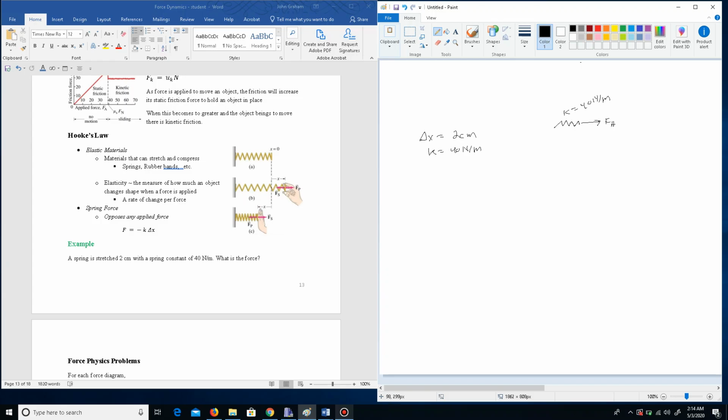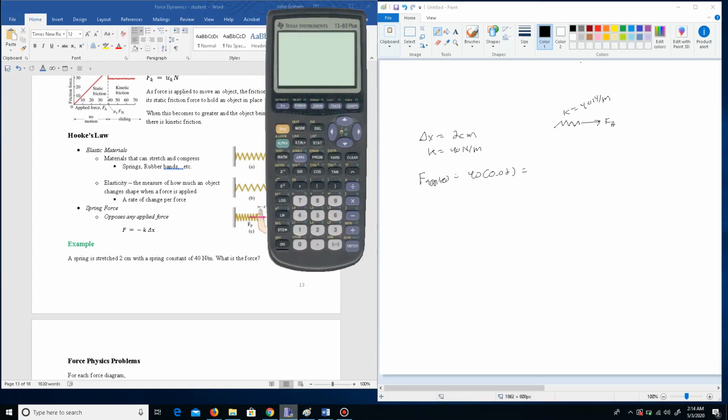The force that we are applying is going to be equal to 40 times 0.02, which is 0.8. The spring force, which is the force opposing this, is going to be equal to negative 40 times 0.02, which is negative 0.8. And so it counters your applied force.